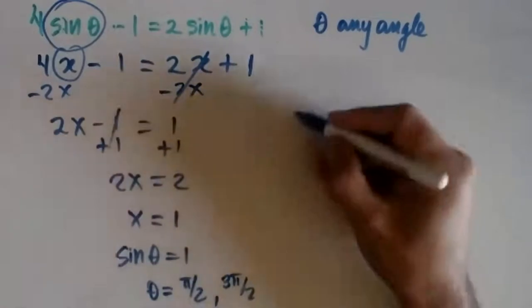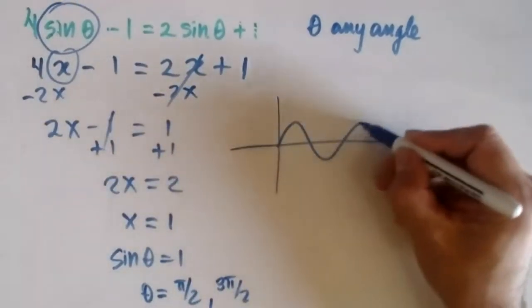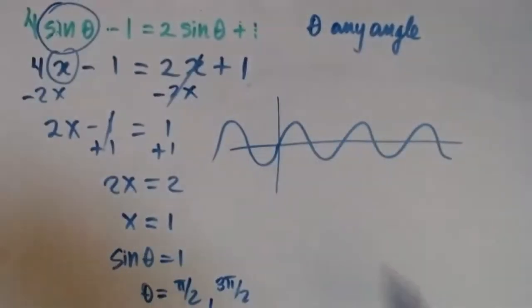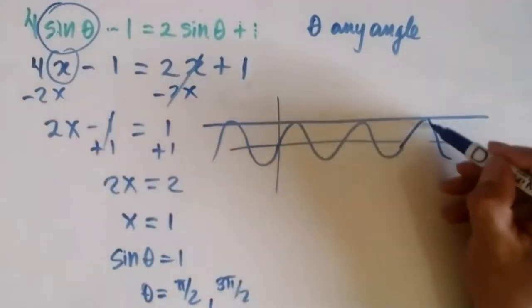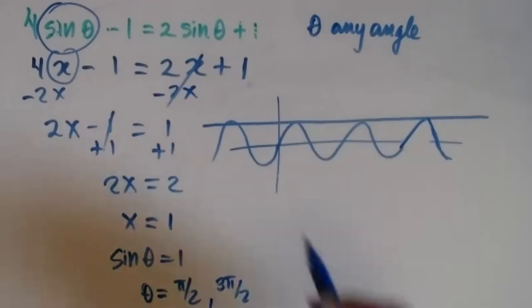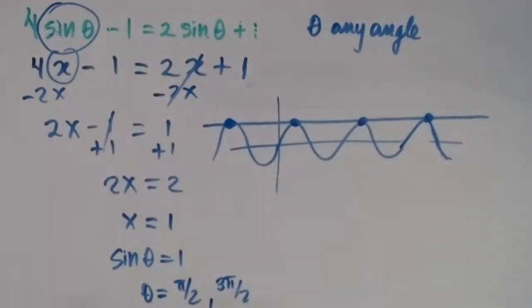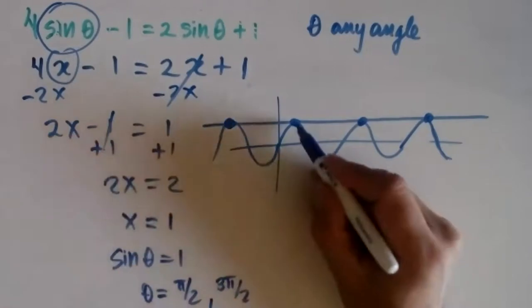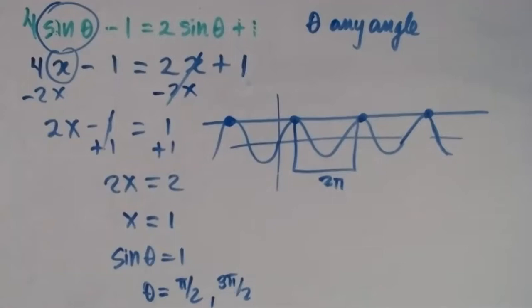So let me just get this graph. You have here the sine. Remember, this is pretty much the graph of sine. And then you want the line 1. It's a line like this one. So how many times does the sine intersect the 1? Well, many to the right and many to the left. So this repeats every 2 pi, correct? Every 2 pi, you intersect the 1.